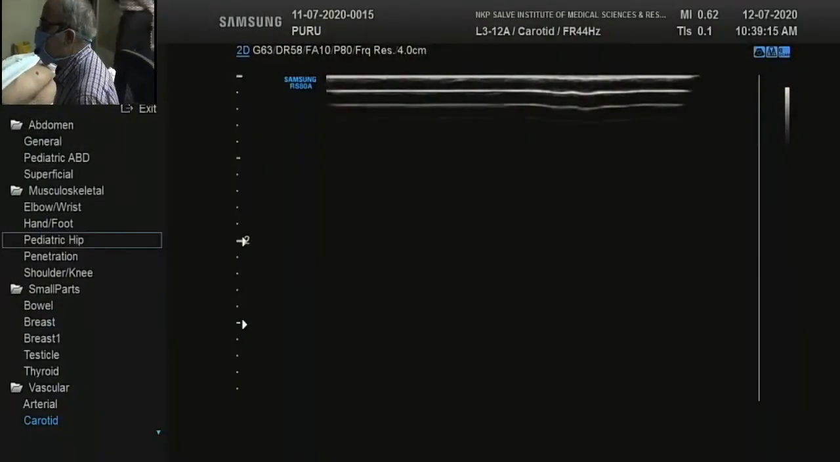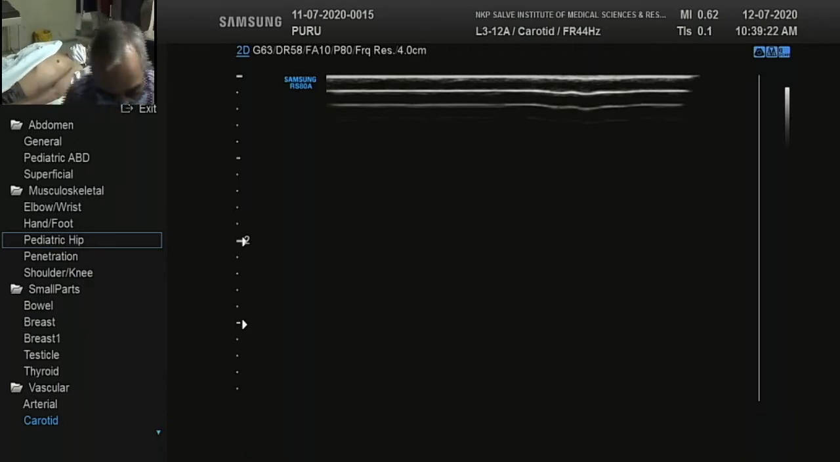Doppler. So upper limb Doppler, the indications are less. Then I'll go for PPT.